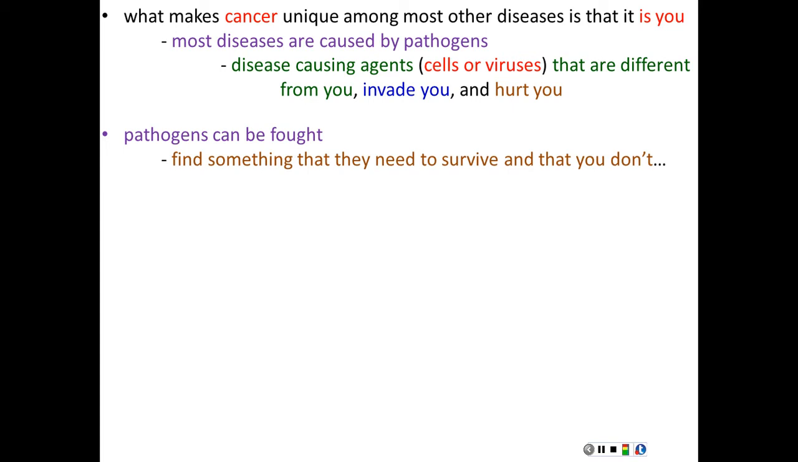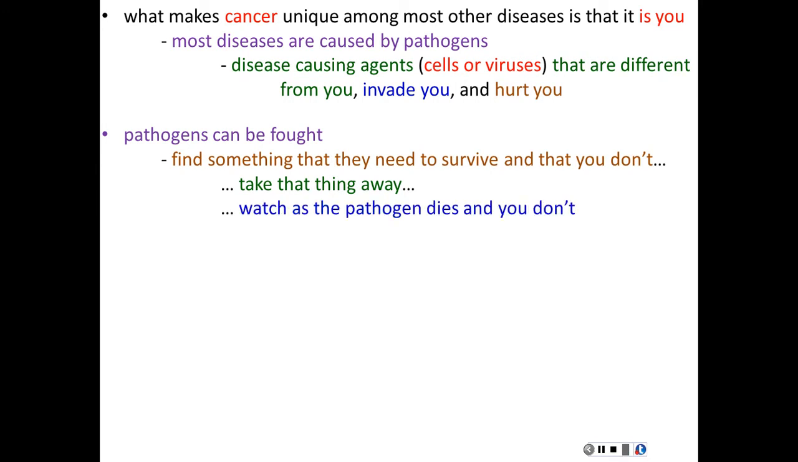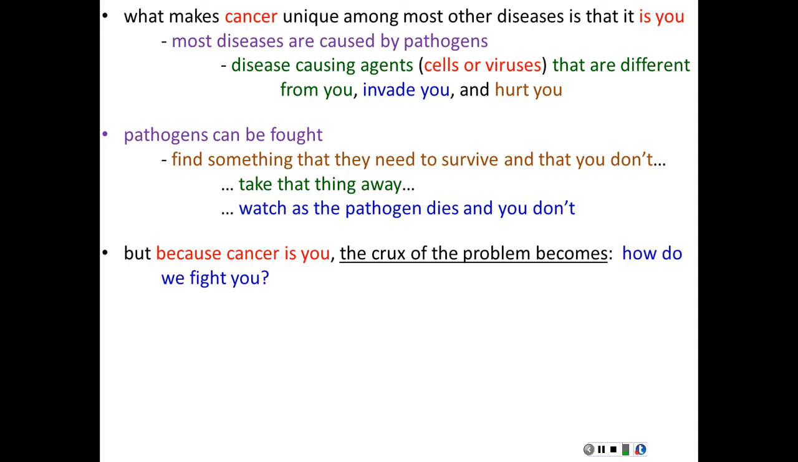Find something that the pathogen cell needs to survive that you don't. Find some molecular difference between your cells and the pathogenic cells, and then exploit that difference. Take that thing away. For bacteria, some antibiotics attack the cell wall. Our cells don't have cell walls. So if we disrupt the physiology, if we disrupt the chemistry of making cell walls, we disrupt bacterial cells and not our own. We exploit that difference. The pathogen will then die because you've taken away something that's required for its survival. You won't die because you never needed that thing in the first place, and the disease is cured with very little side effects to the patient.